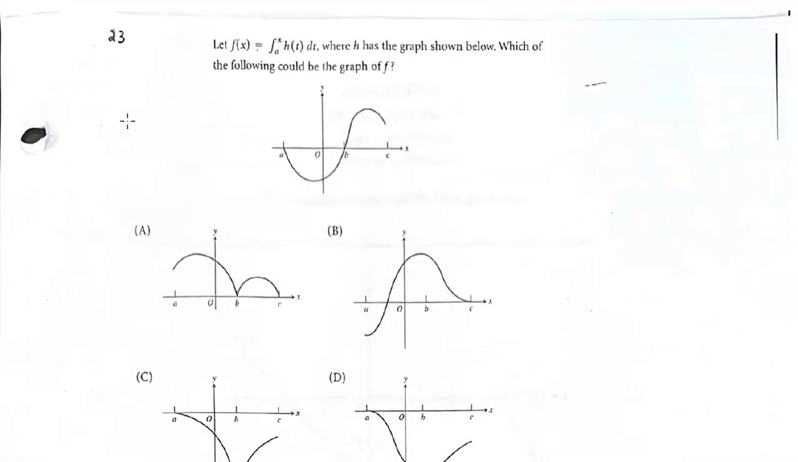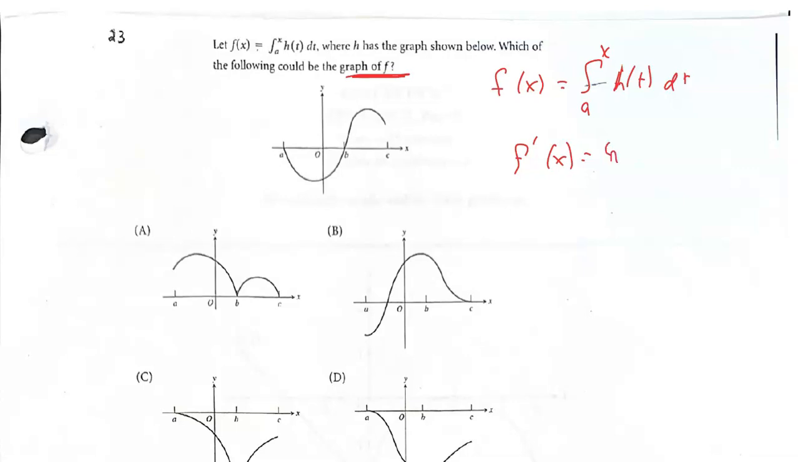All right, 23. Unlikely you'd have to deal with this, but again, the graphs are important. Let f of x equal the integral of h of t from a to x. Which of the following is f? If I took the derivative of f, sorry, this is h, isn't it? The derivative of f, the derivative of the integral, would cancel. It would just leave us with h of x.